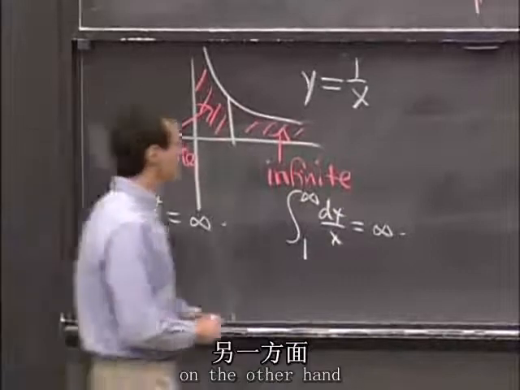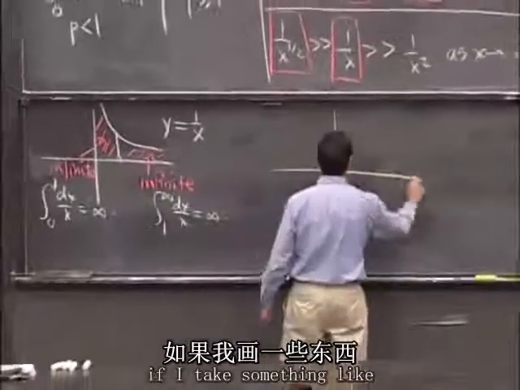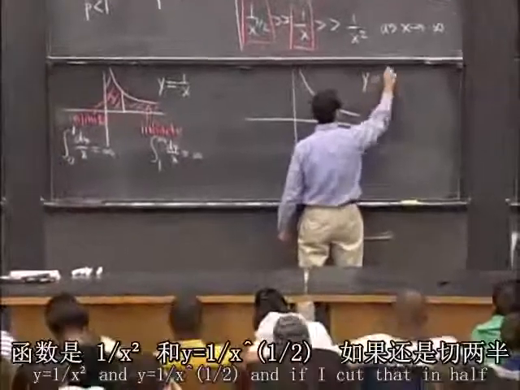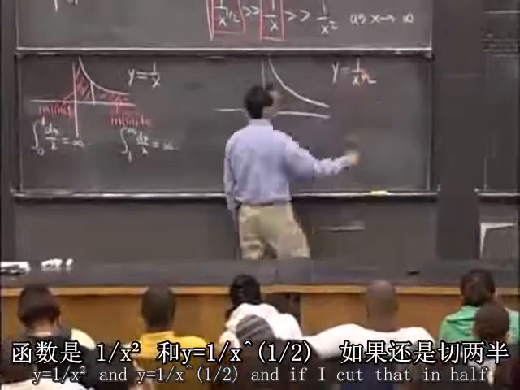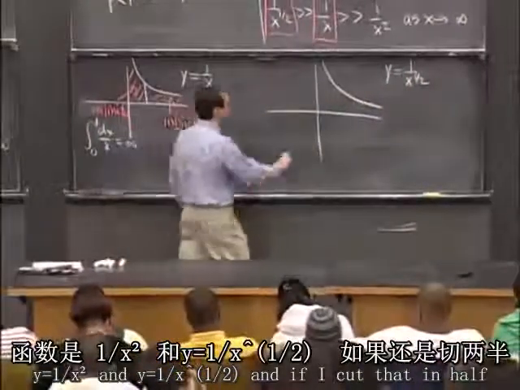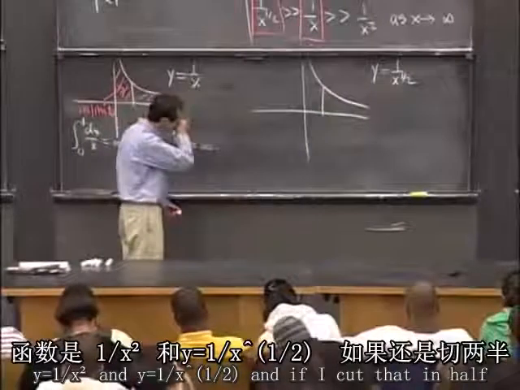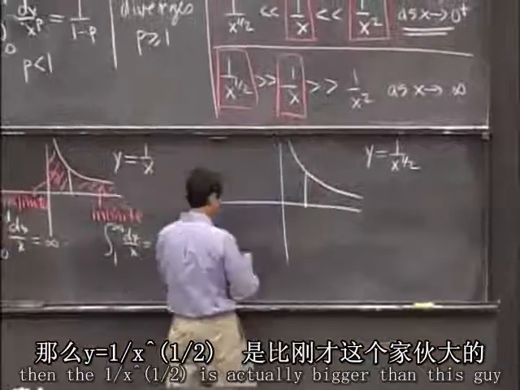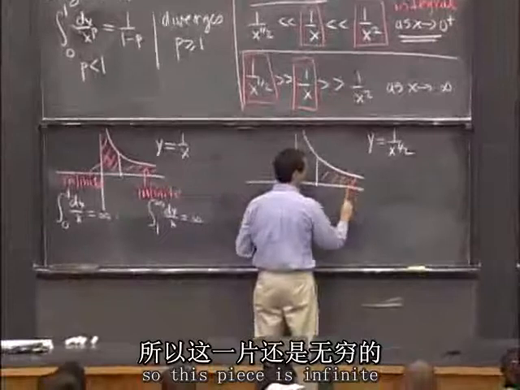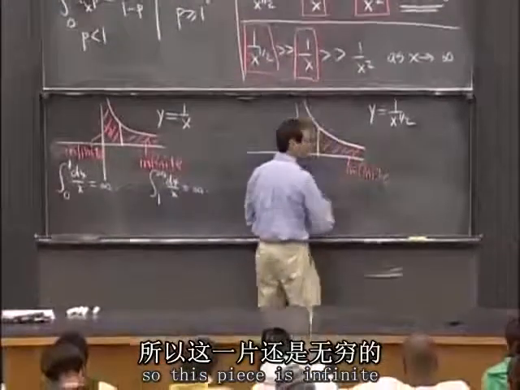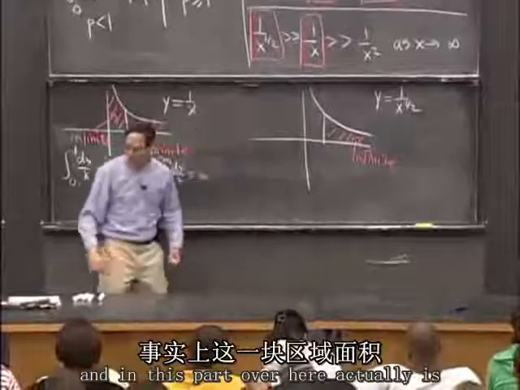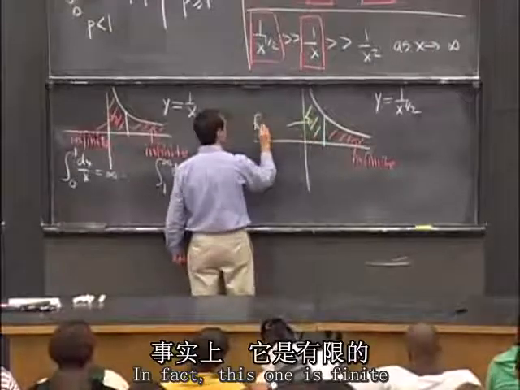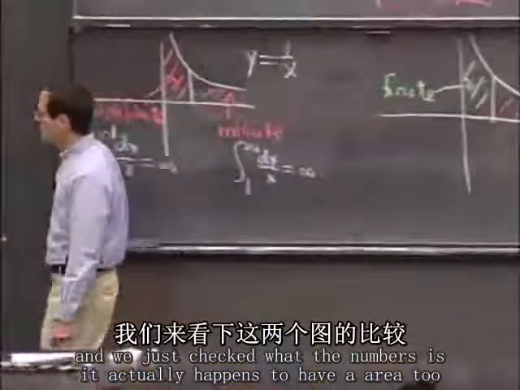On the other hand, if I take something like, I'm drawing it the same way, but it's really not the same, y equals 1 over the square root of x, y equals 1 over x to the 1/2. And if I cut that in half here, then the x to the 1/2 is actually bigger than this guy. So this piece is infinite. And this part over here actually is going to give us an honest number. In fact, this one is finite. And we just checked what the number is. It actually happens to have area 2.